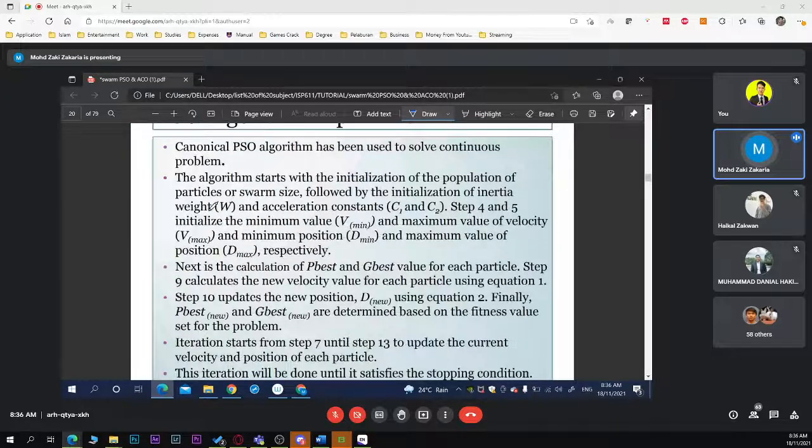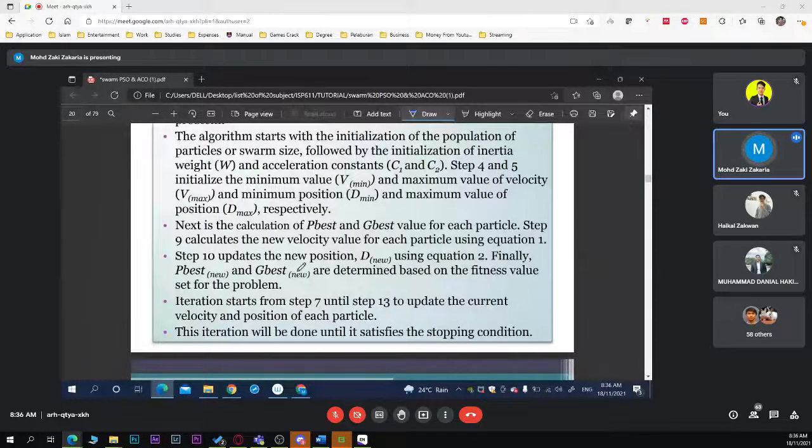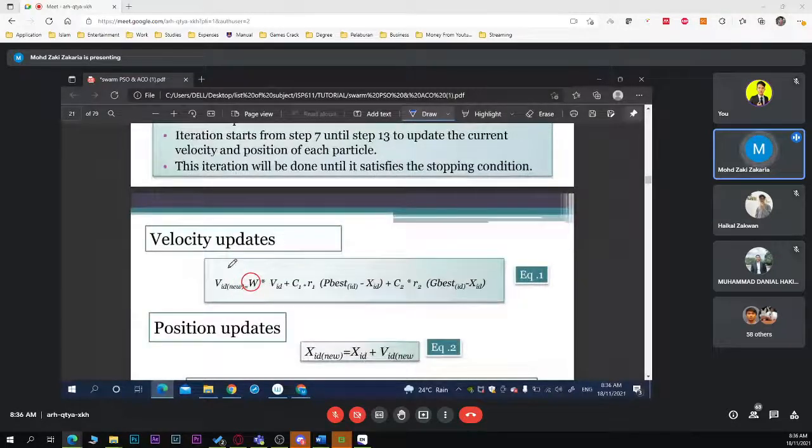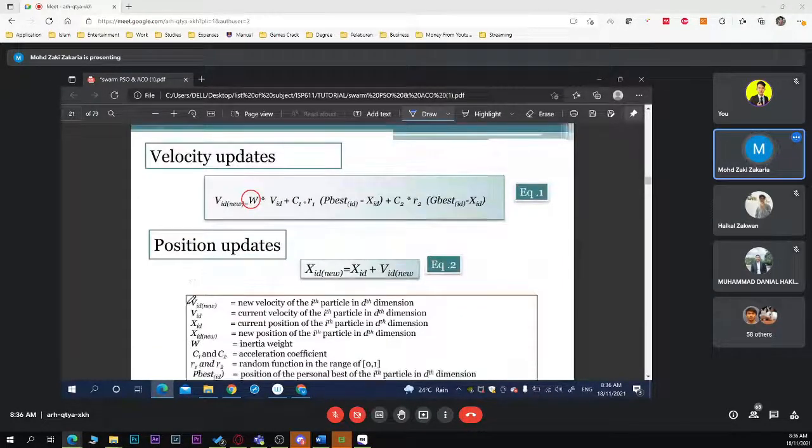Okay, then W, C1, C2 constant. W stands for initial weight. C1 and C2 for acceleration constant. So after this we have the formula. We need to study the formula of particle swarm and the maximum and minimum velocity, and dimension or position D1 and D2, maximum and minimum. D for dimension, position. Okay. We need to follow this formula. So nak tak nak you kena hafal this formula. Okay. This one, and this one is a constant.